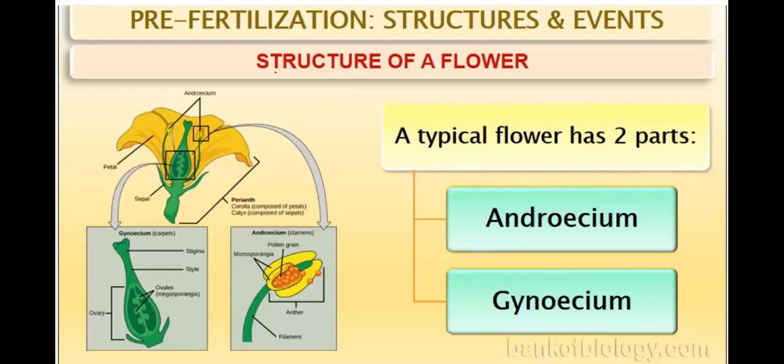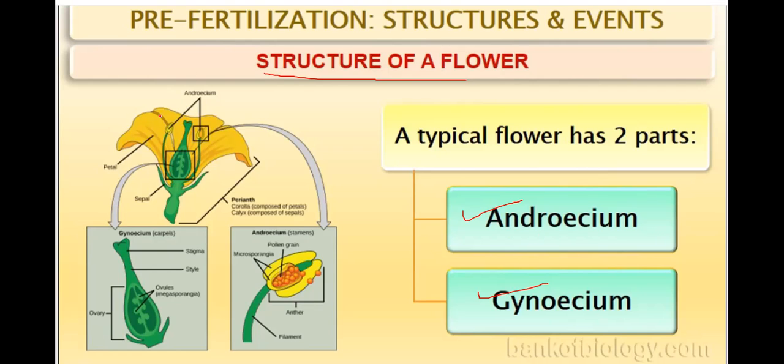Now we will be discussing the structure of a flower. These events are related to pre-fertilization structure and events. So a typical flower has two sexual parts. One is androecium and the second is gynoecium. These are reproductive parts. There is a calyx, corolla, but they are not reproductive parts. So androecium and gynoecium are the main reproductive parts of a flower.